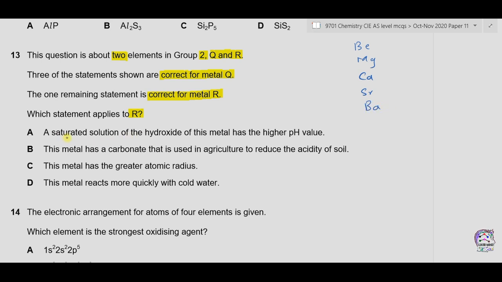Let's move towards statement A. A saturated solution of the hydroxide of this metal has a higher pH value. Now we can say that the hydroxides of group 2 become more soluble moving down the group. So more soluble hydroxide means higher pH, so it could be barium.